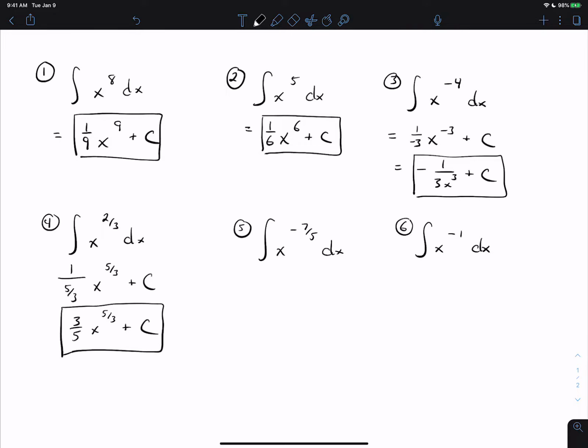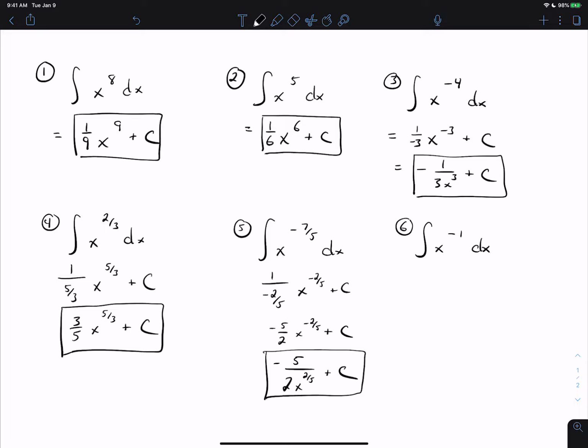Okay, on number 5, negative 7/5 plus 1 is negative 2/5. We then get negative 1 over negative 2/5, x to the negative 2/5 plus c, which is negative 5/2 x to the negative 2/5 plus c, and then you can move the negative exponent to the bottom. So negative 5 over 2x to the 2/5 plus c, that's the best form of the answer.